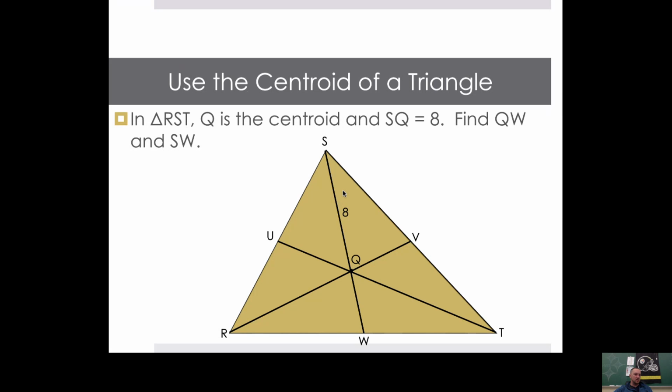This is 8. It goes from the centroid to the vertex. That means that centroid to the midpoint of that side needs to be half that distance. It's got to be 4. Now, the whole entire thing, they ask you for that as well. This whole entire median, S to W, is going to be 12. 8 plus 4. Or 4 times 3. Same thing. Q to W is 4. S to W is 12.